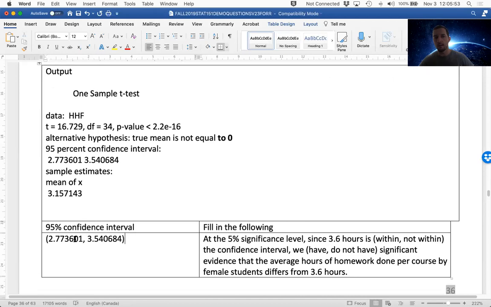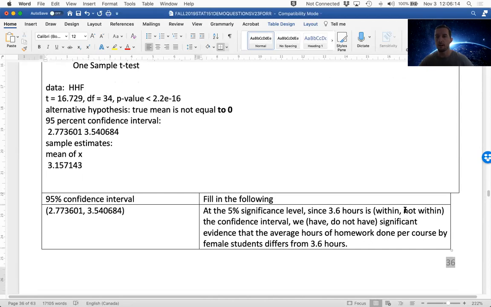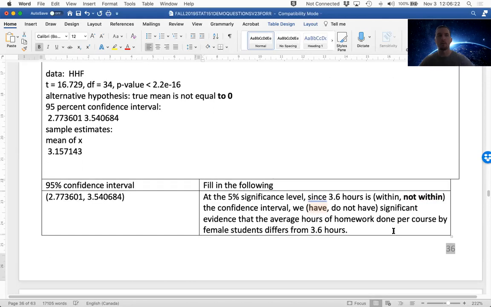And the reason is, if we look at the interval, we can see that the interval covers 2.77 to 3.54. 3.6 is outside of that interval, which means that the interval is suggesting that the true mean is somewhere between 2.77 and 3.54, which does not include 3.6. So we would say here, since 3.6 is not within the confidence interval, we have significant evidence that the average amount of work differs for female students. All right. Any questions about that?